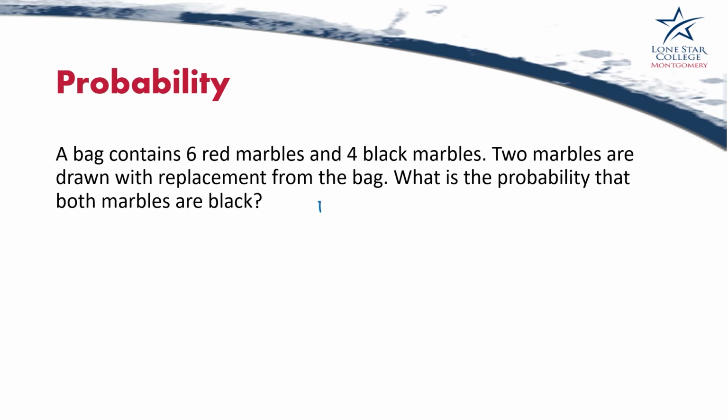So this is our first draw and our second draw. On our first draw, we're finding the probability that it's a black marble. So it would have to be 4 out of a total of 10 marbles. And then same thing for the second draw. Because we drew a black marble and put it back in, there should still be the same amount of total marbles. So we have 4 out of 10 and 4 out of 10.